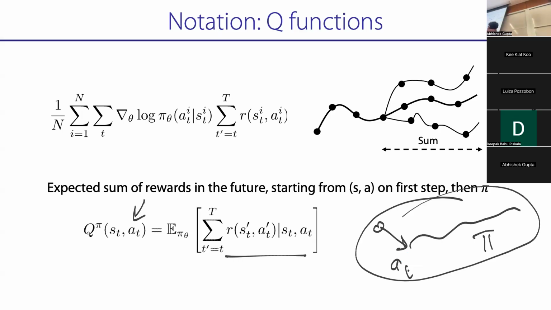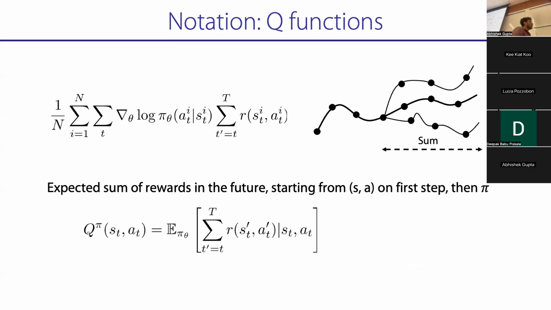And so you can always define Q. There are lots of different Qs: you talk about your Q pi, Q star, Q hat. But we're going to define Q pi as: if I started at S_t, took the first action A_t, and then followed the policy pi theta, it's the expected sum of rewards in the future.